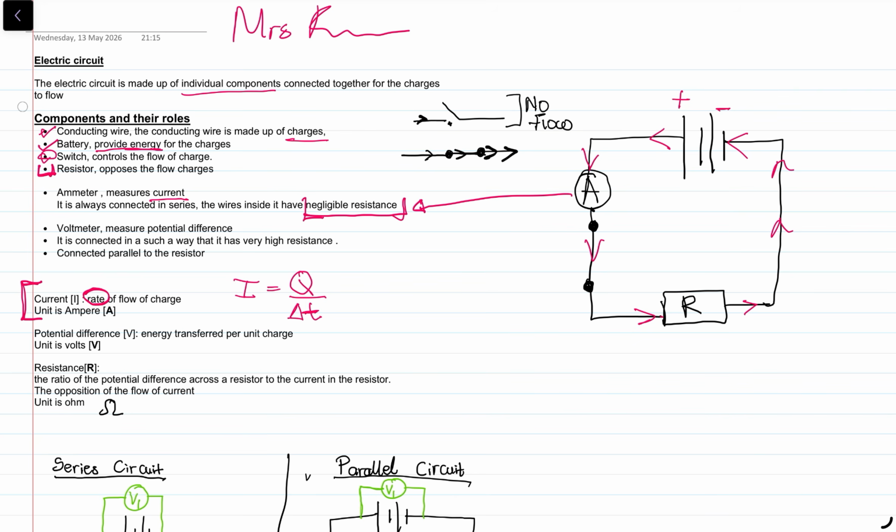So this is where we introduce a voltmeter. We need to connect a voltmeter across the resistor. It is always connected parallel to the resistor. We can also put one up here to measure how much energy was provided by the battery compared to how much energy was used up by the resistor. If we were to connect one also here across the ammeter, we are going to find that the voltage used up is 0. Because why? No energy is used up here by the ammeter, because it has negligible resistance.